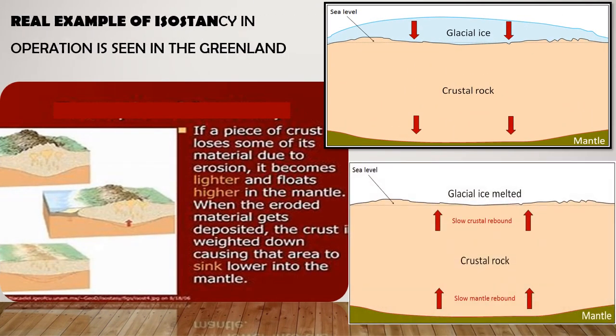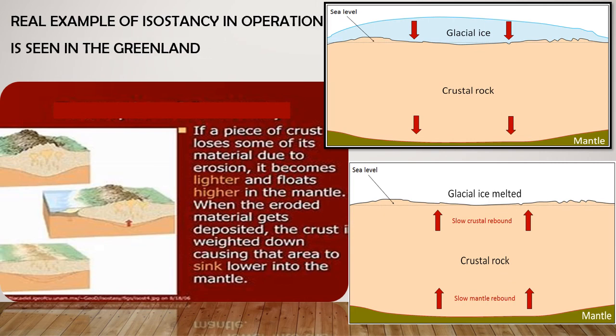If a piece of crust loses some of its material due to erosion, it becomes lighter and floats higher in the mantle. When the eroded material gets deposited, the crust is weighed down, causing that area to sink lower into the mantle.